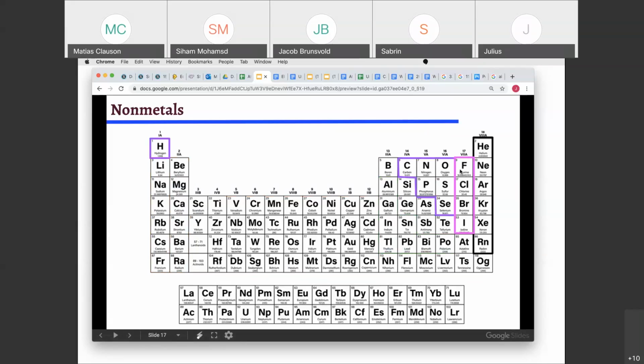Our nonmetals are on the other side for the most part. So it's going to be these ones over here. We've got our nonmetals, our halogens, our noble gases, and then hydrogen, which is also a nonmetal over here. So those are the nonmetals. In between the metals and nonmetals are your metalloids. So that's going to be these ones right here. If you know where your metalloids are, it's really, really easy to identify whether an element is a metal, a nonmetal, or a metalloid. So let's just go through a few examples.